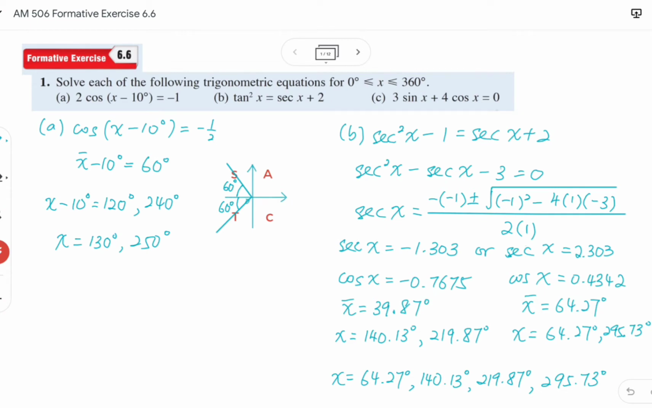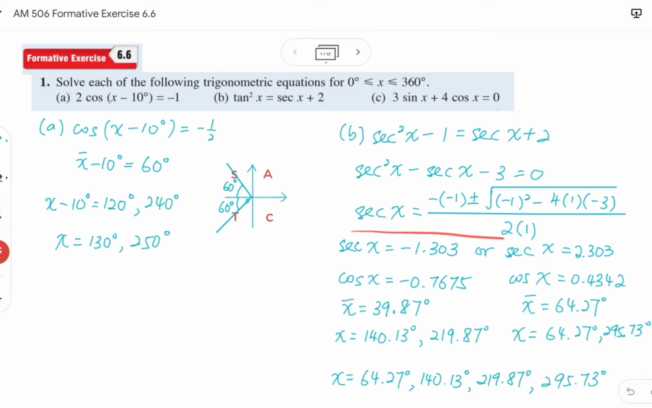B. Tangent squared x equals secant x plus 2. So first, we change the tangent squared into secant squared x minus 1. So secant squared x minus 1 equals secant x plus 2. So we have a single function, a quadratic equation with a single unknown. So secant squared x minus secant x minus 3 equals 0, and we find that this cannot be factorized.